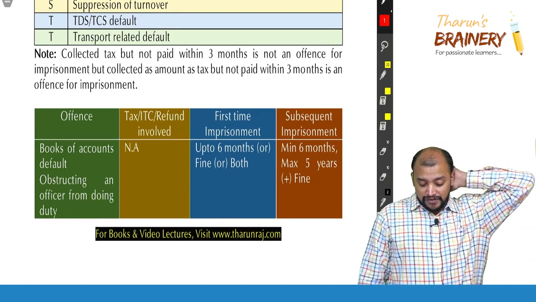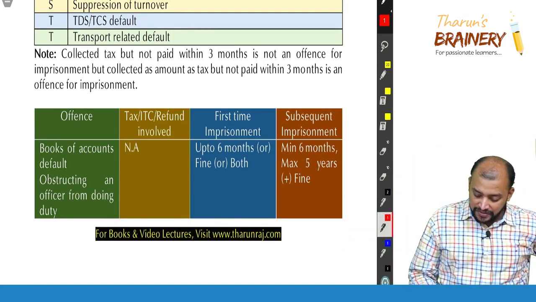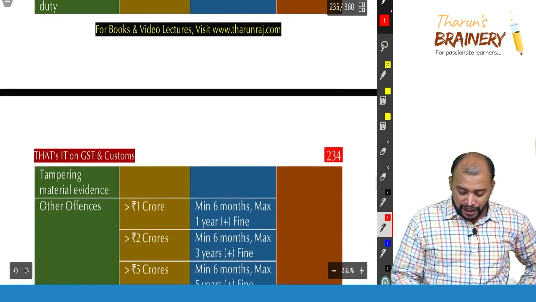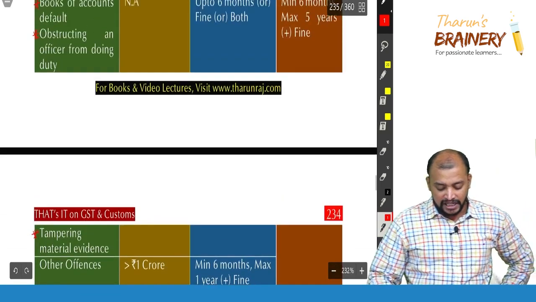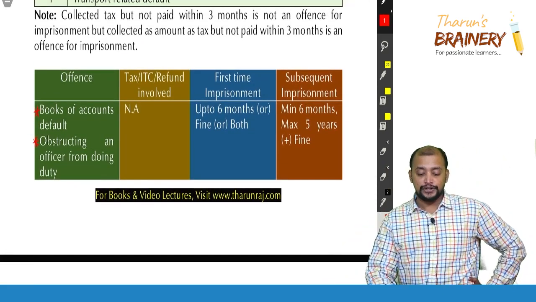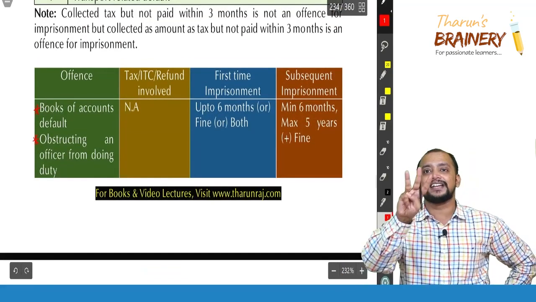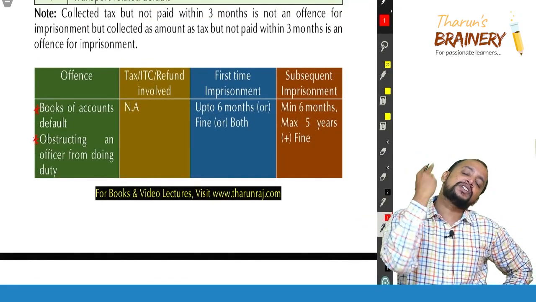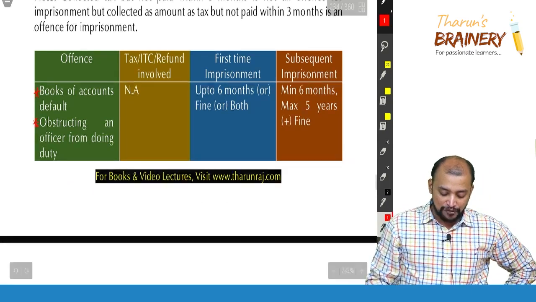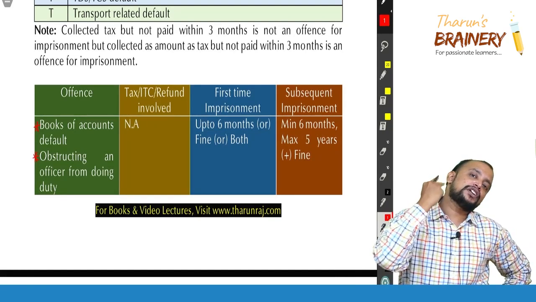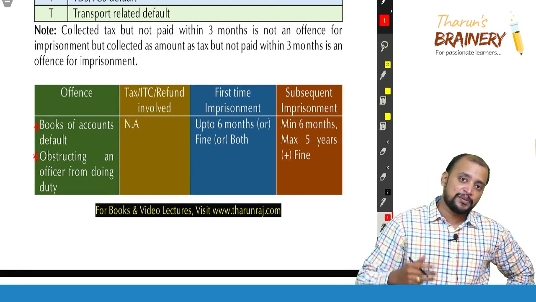Suppose if it is books of accounts default, obstructing an officer from doing duty, or tampering material evidence. These three cases: books of accounts default, obstructing an officer from doing duty, tampering material evidence. So BOT.